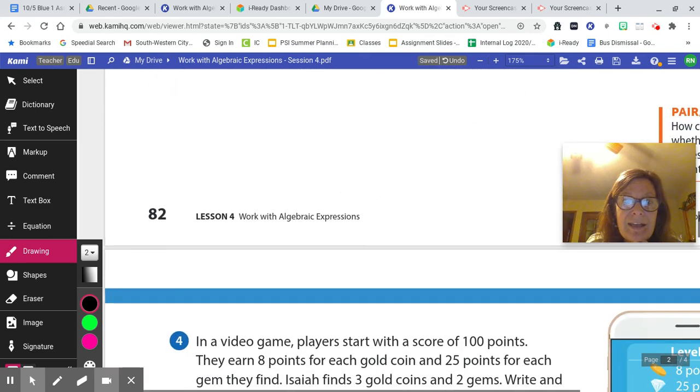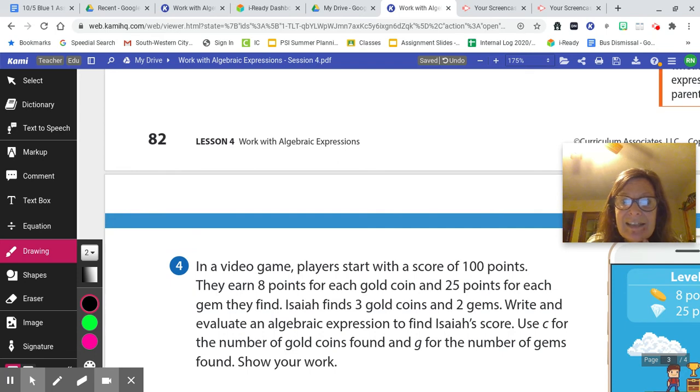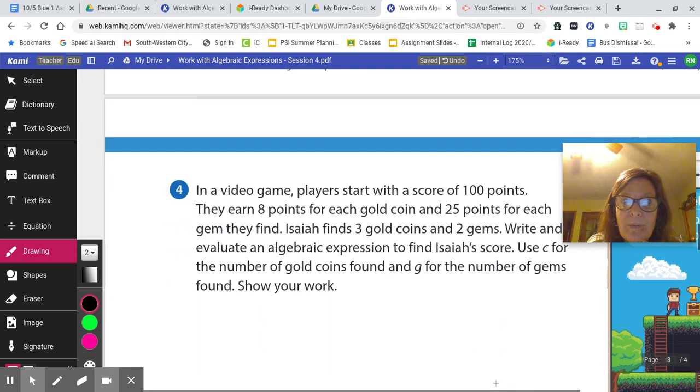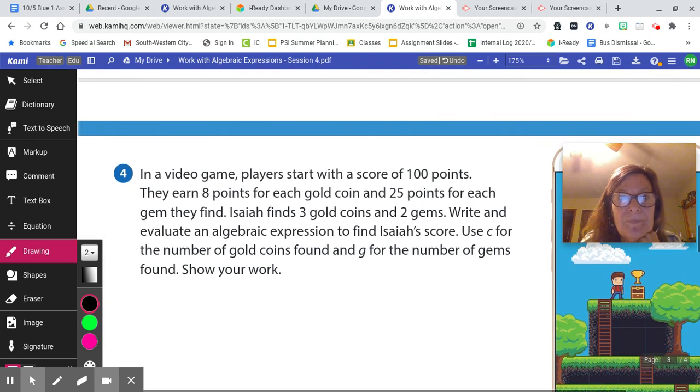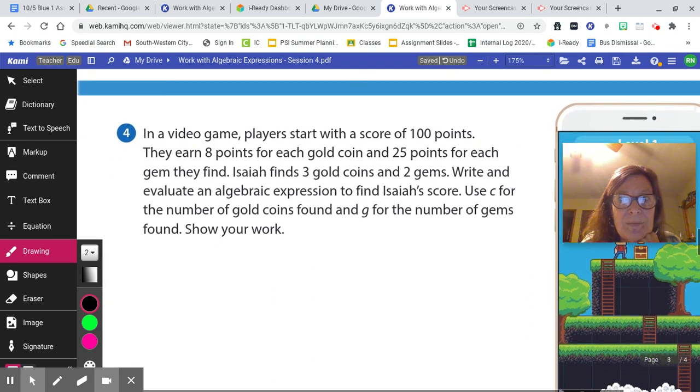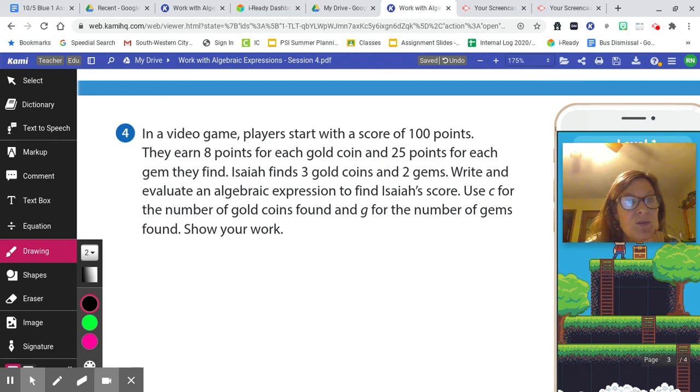And then guess what? This next lesson, this next few problems on page 83 and 84, you are going to do on your own. I'd like you to make sure you show lots of work, and you complete this and bring it into school and show me that you've done all of your work. We will go over the correct answers when you come to school.